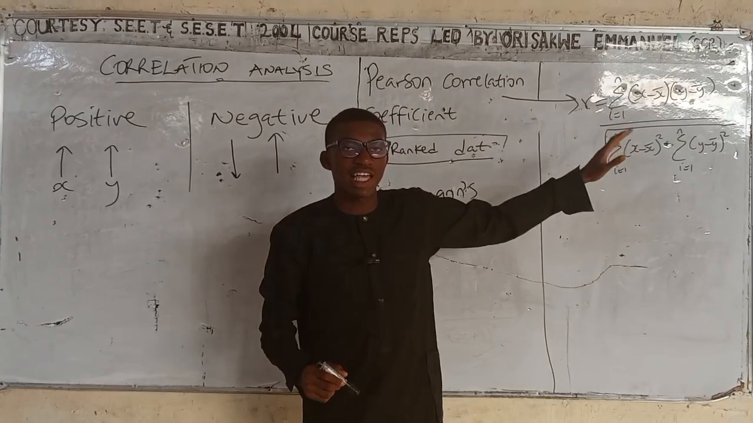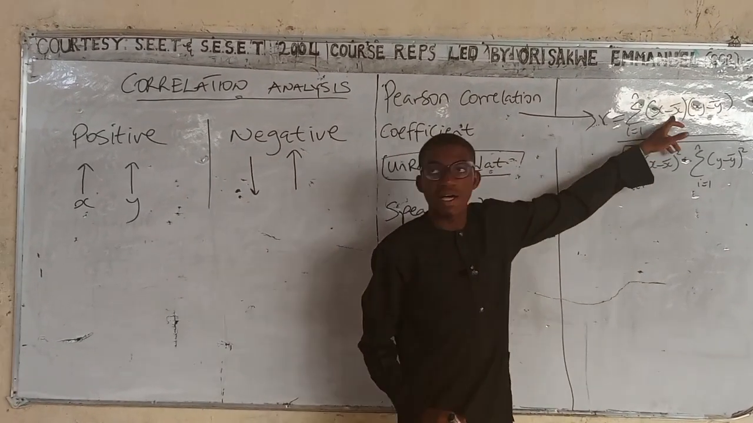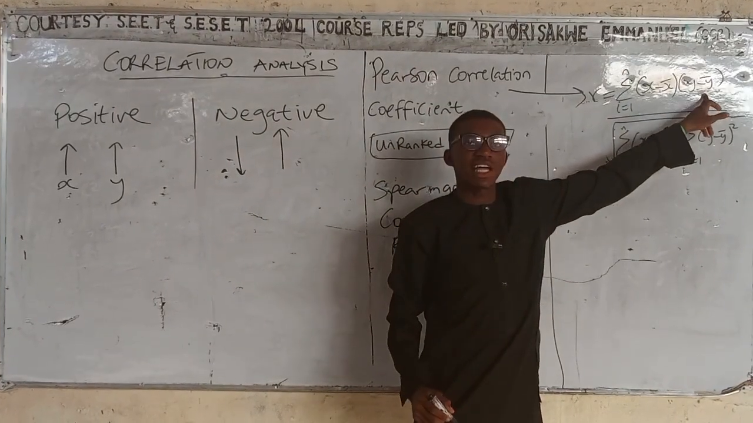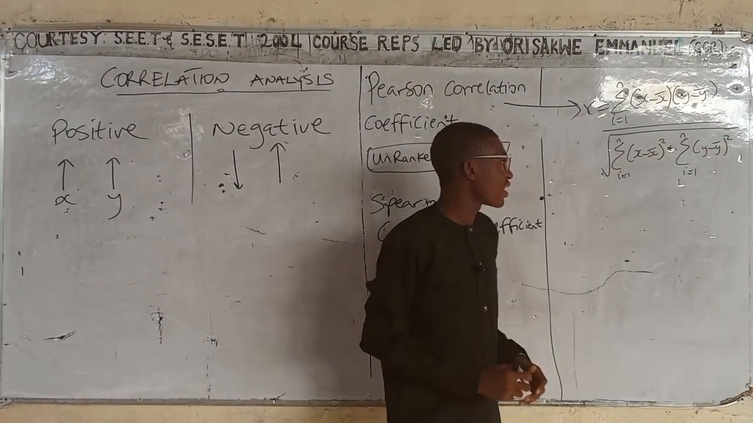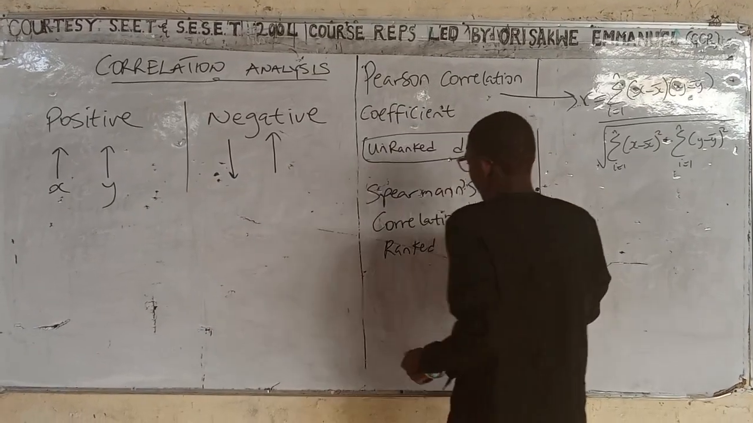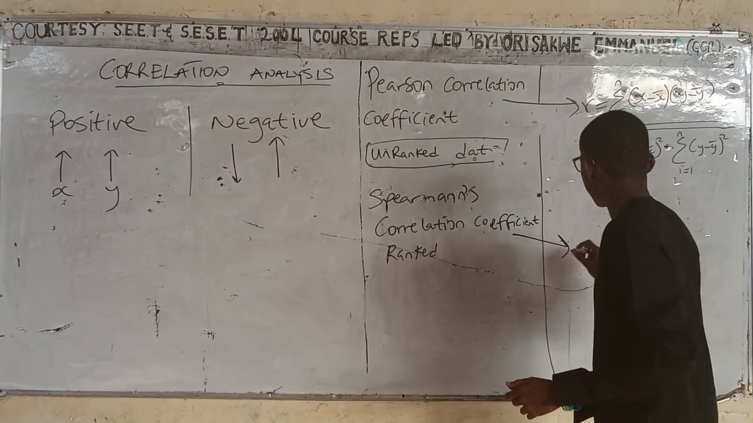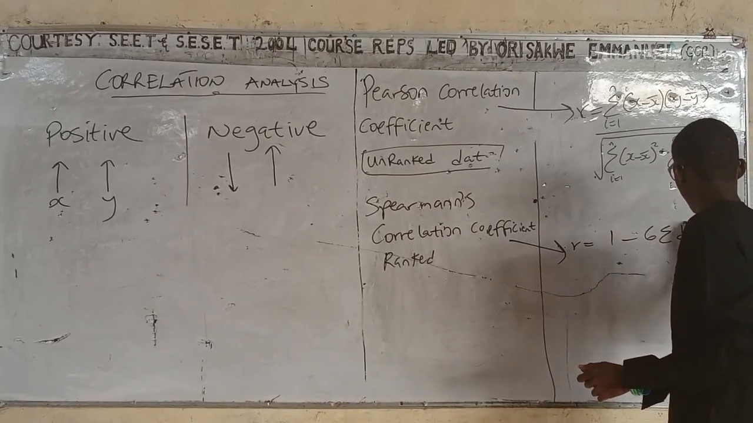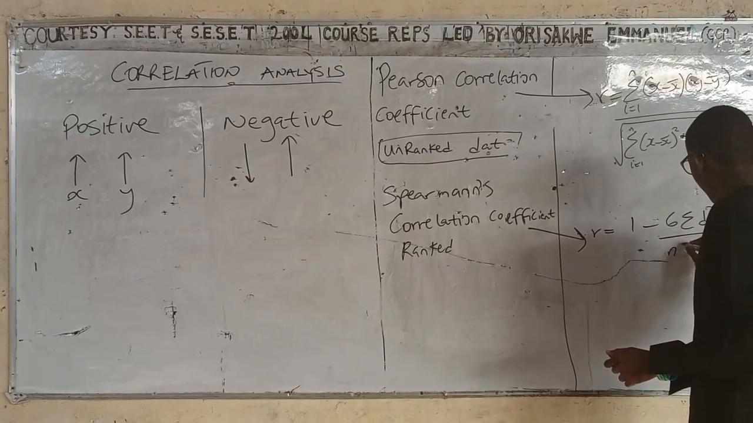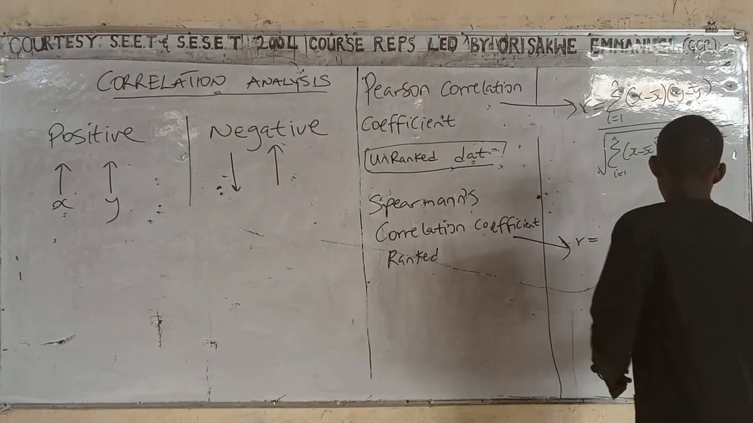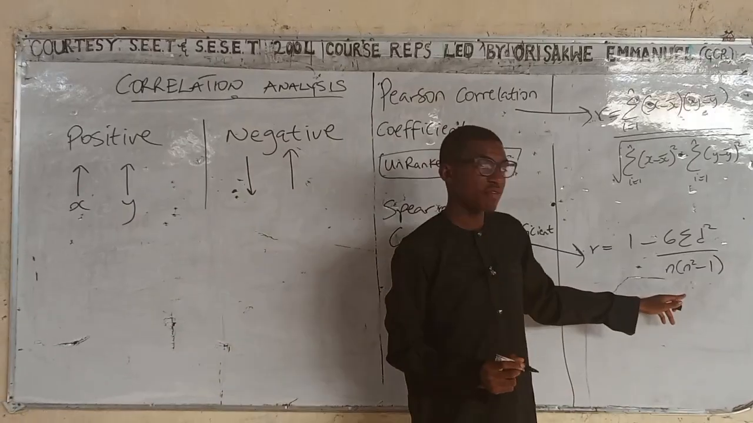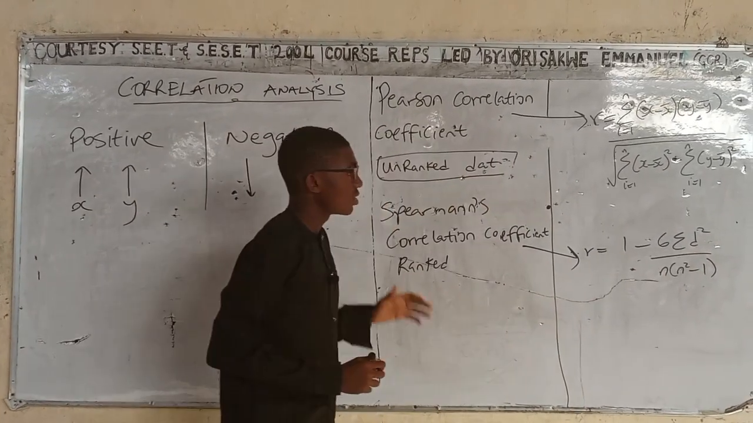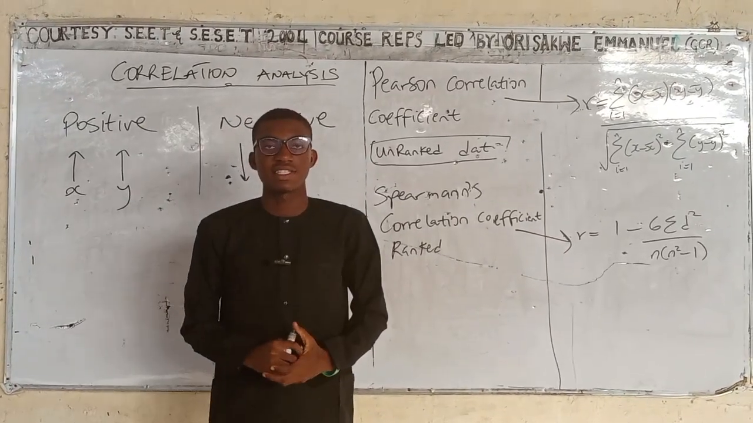In all my videos, I always explain what the parameters stand for. X bar stands for the mean of the x variable. Y bar stands for the mean of the y variable. Now, for your Spearman's correlation coefficient, the general formula is r equals 1 minus 6 summation d squared all over n times n squared minus 1, where n stands for the number of observations and d stands for the difference between the two ranks. And now, let's solve an example on correlation analysis to understand better.